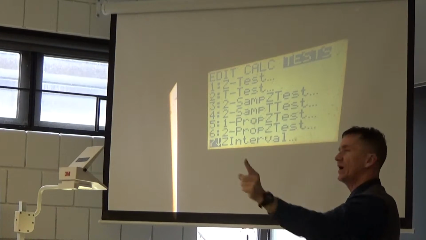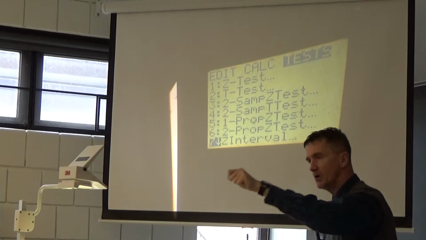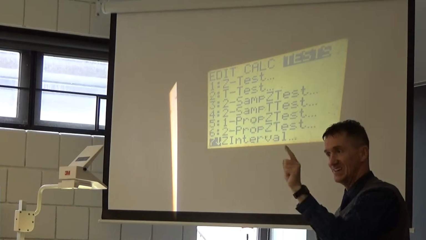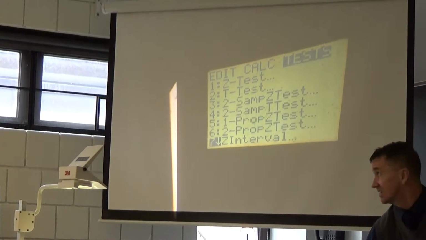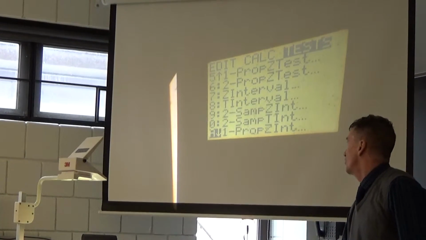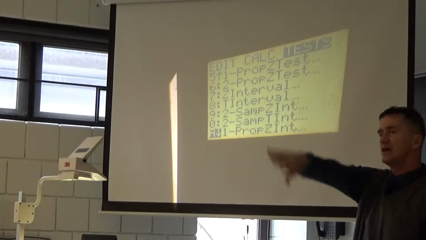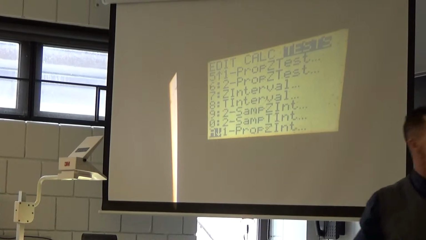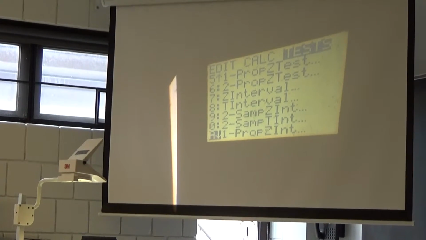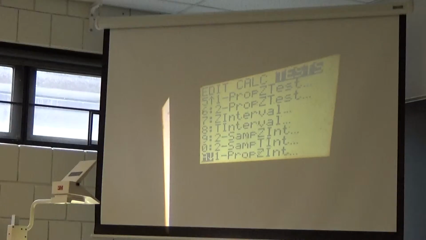That's a z interval, I don't want that. I want 1 proportion z interval. It's got to have that word proportion in it. Where is it? Ooh, thanks, Tia. So I'm going to put A in your notes: 1 prop z int. 1 prop z int.